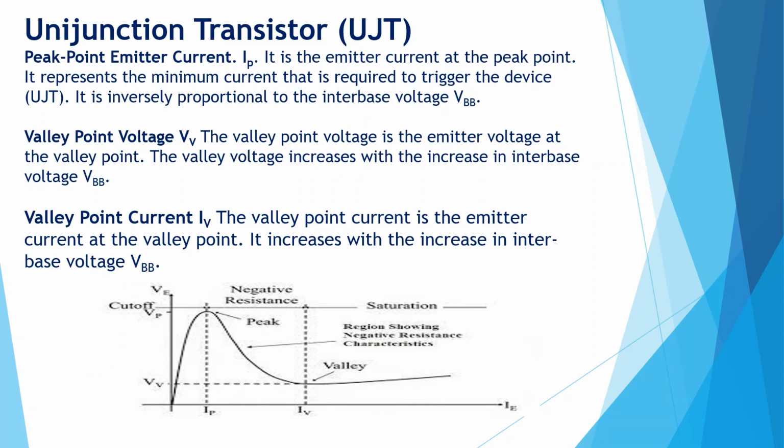From the figure, it is noted that for emitter potential to the left of the peak point, the emitter current IE never exceeds IEO. This is the peak point, right? To the left of the peak point, the emitter current IE never exceeds IEO.